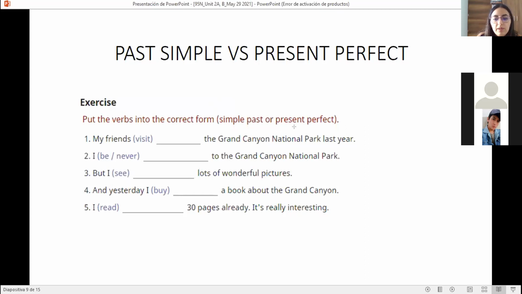¿Cómo iría el verbo visit in this? Visited. Exactly, ahí tenemos un last year. Ya nos da la idea de que es un simple past, visited. My friends visited the Grand Canyon National Park last year. Thank you. What about the next one?